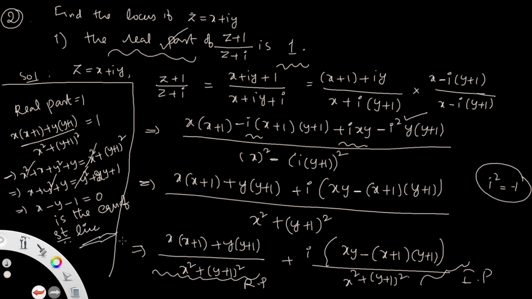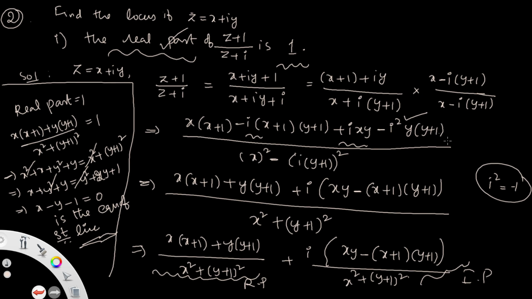This question carries 4 marks. Let me recall the question: given that z is equal to x plus iy, find the locus if the real part of (z plus 1) by (z plus i) is 1. Let z equal x plus iy, substitute: (x plus iy plus 1) by (x plus iy plus i). Take the real parts: x and 1 are real, iy is separate. In the denominator take i common, that is x plus i into (y plus 1). Now multiply and divide with its conjugate, x minus i into (y plus 1).